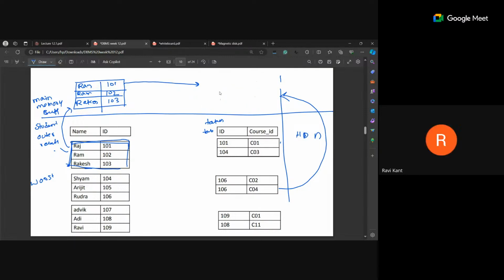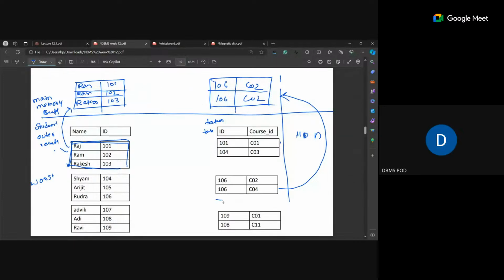Are we not going to do it with RAM, sir? No. That is block nested loop join. We'll see. So it will replace with 106 C02.